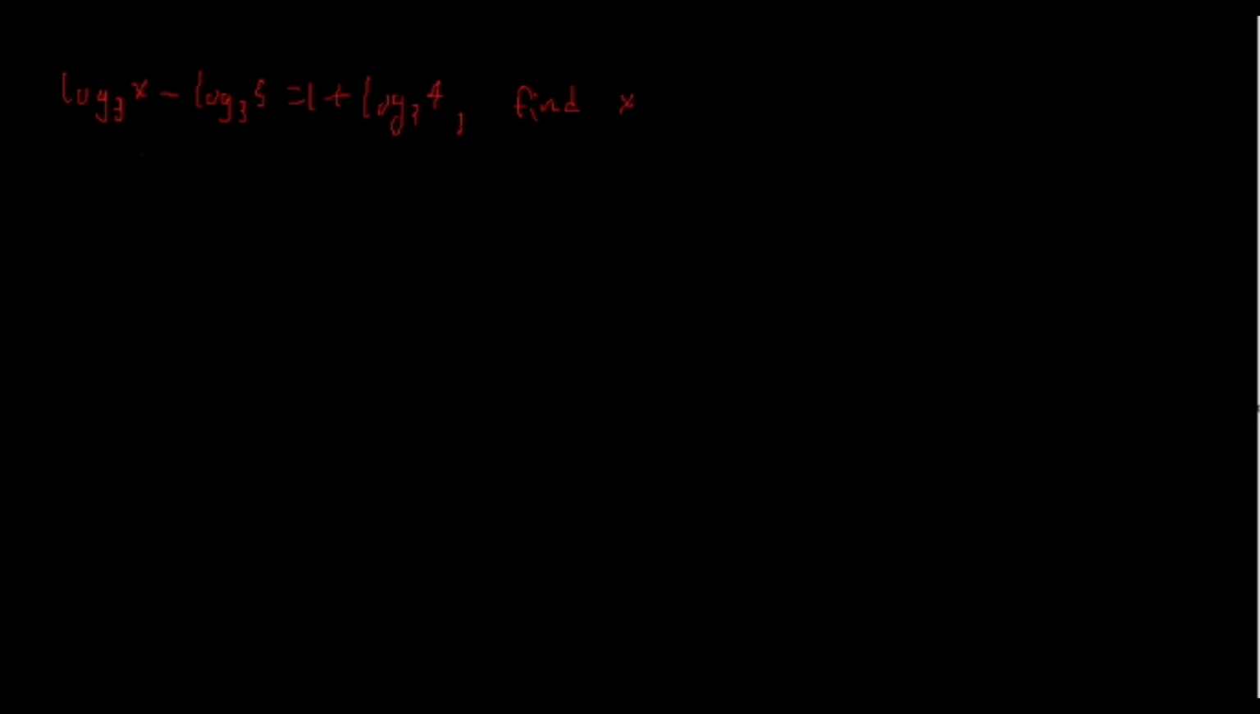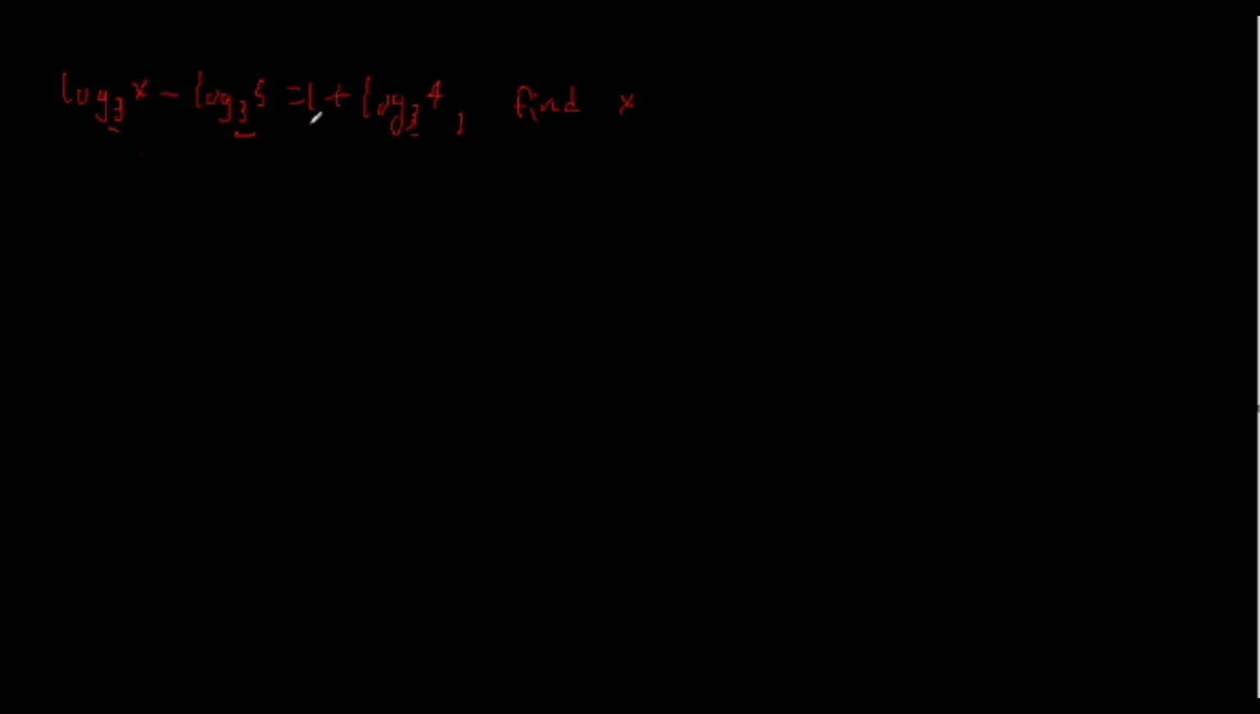Now we're just going to jump right into a problem, now that we have those basics covered. This problem right here says that log base 3 of x minus log base 3 of 5 is equal to 1 plus log base 3 of 4. Find x. Well, we can use what we just learned to find x. First, we're going to start by noticing that all 3 of the bases that we have here are 3, which is very good for us. It makes this problem very easy.